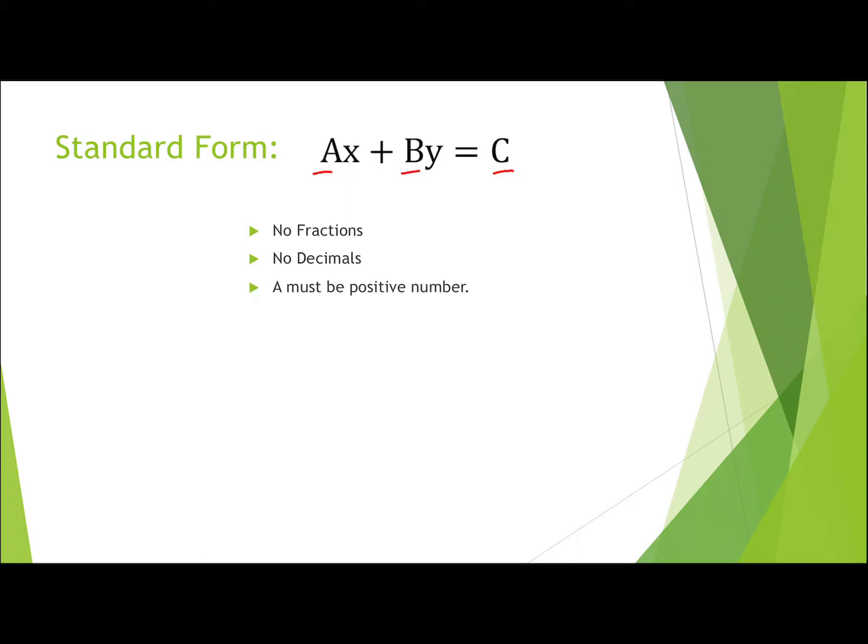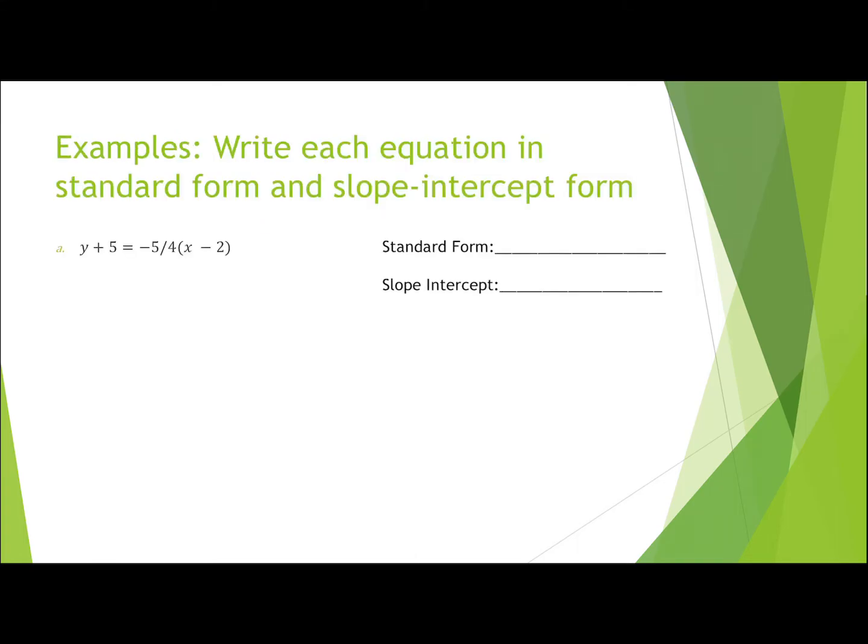So we're going to work through some examples of writing things in standard form. We also are going to write things in slope-intercept form just as a review so that we can get everything done the way we're supposed to. So our first one, we have y plus 5 equals negative 5 fourths times x minus 2. If you'd rather have the fraction written like that, rewrite it as y plus 5 equals negative 5 fourths, parentheses, x minus 2.